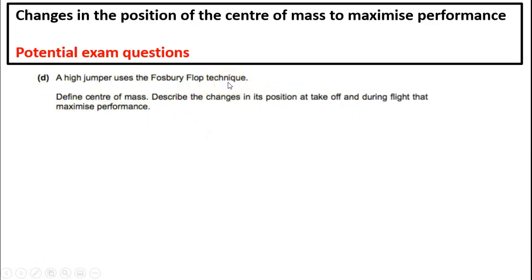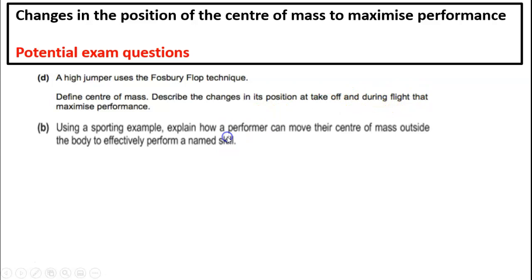You hopefully will remember or recognise this from school when you did high jump. What we have to be able to do then is describe the changes in the position of centre of mass. In this case, it wants you to do a takeoff and during flight, so almost like a preparation and execution. Another type of question you could get would be this. Using a sporting example, explain how a performer can move their centre of mass outside the body to effectively perform a named skill.